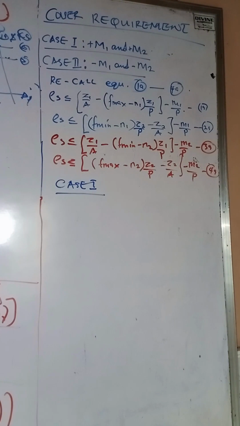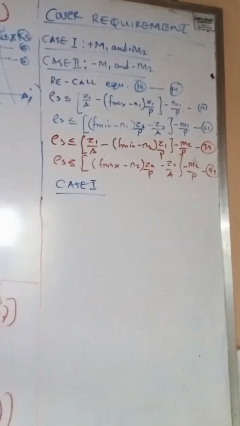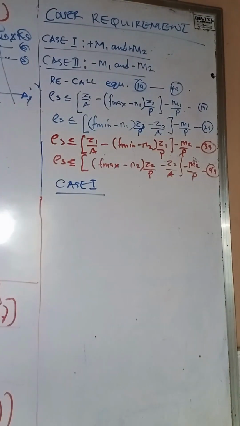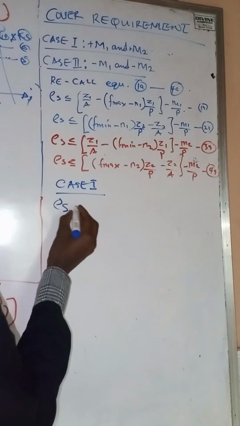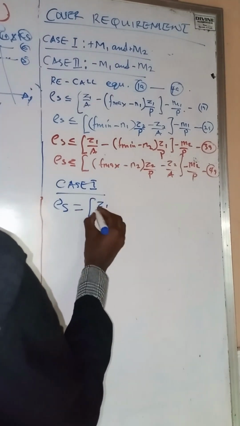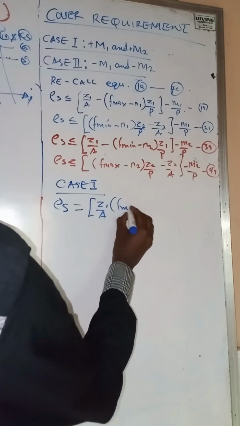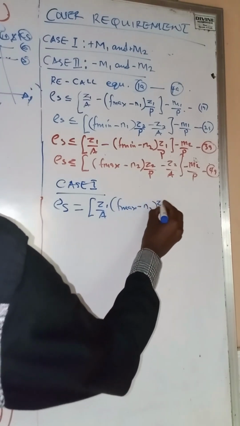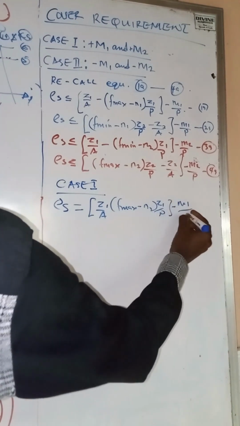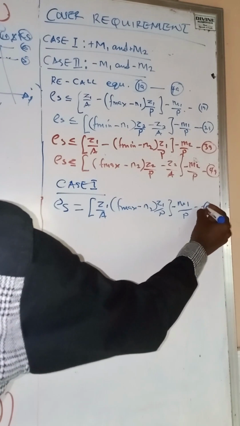They represent the limit to cable eccentricity. We're going to start with equation 3A and equation 4A. Or better still, we can start with equation 1A and 2A. So starting with equation 1A and 2A, we have that e_x is equal to Z1 over A, and F maximum minus N1 bracket Z1 over P, or close bracket M1 over P. That is equation 1A.